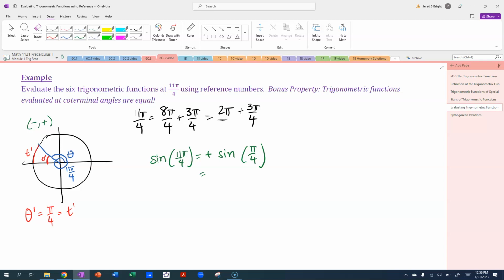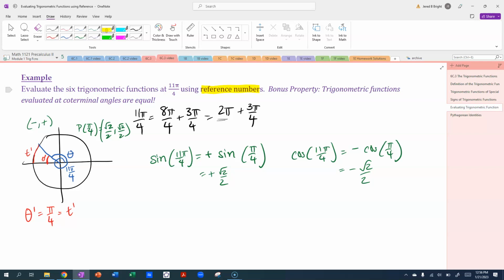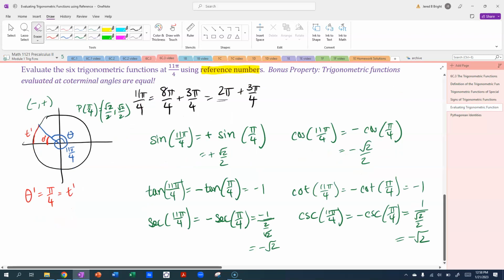I should write this out: P of pi over 4, I know that to be square root of 2 over 2, comma, square root of 2 over 2. So then I just do positive square root of 2 over 2, and I move on to cosine of 11 pi over 4. I could use the reference number of pi over 4, and then in quadrant 2, where I end up, cosine is negative, so I include that negative there, and I have negative square root of 2 over 2. And you're probably like, Professor Bright, just use the coordinate from the unit circle. Yep, we can. I have to read the directions though. So follow instructions, very important in your future job. If you don't, your boss will not be happy with you, right? And here are the other trig functions. And there you go. Oops, this should be positive for cosecant.